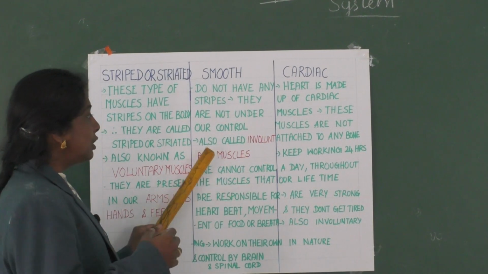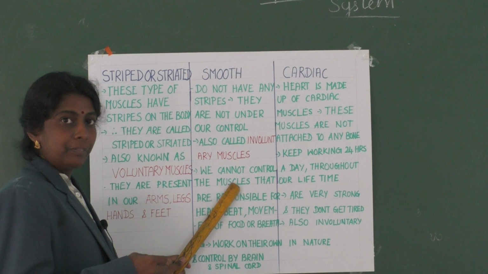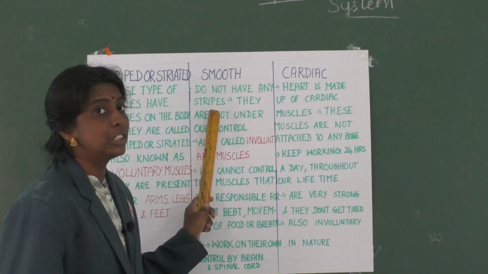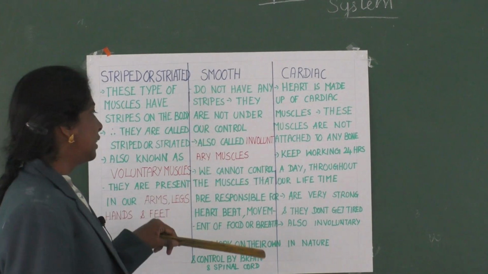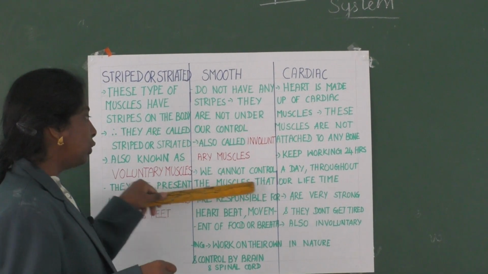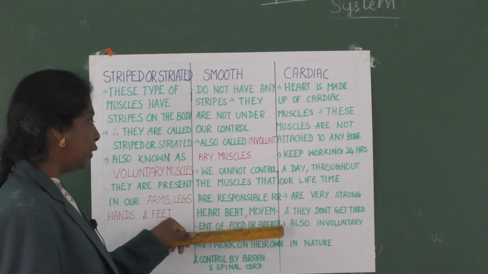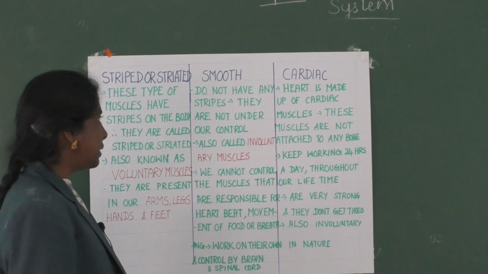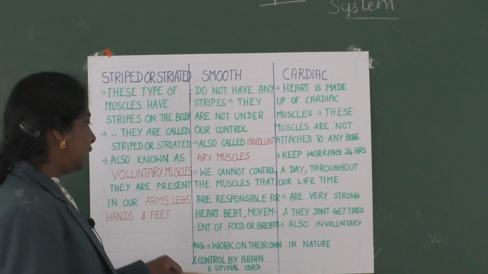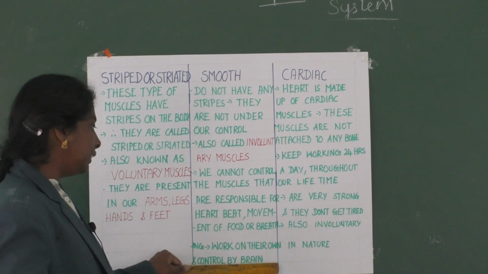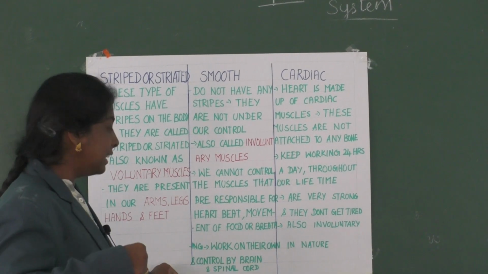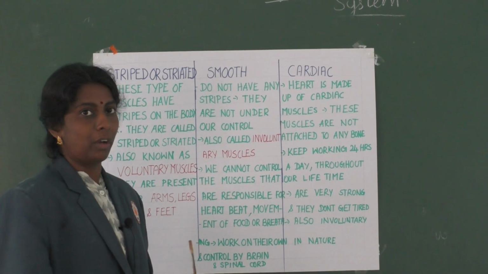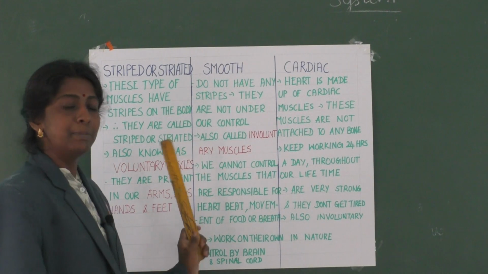They are also called involuntary muscles, whereas striped muscles are termed voluntary muscles. We cannot control the muscles responsible for heartbeat, movement of food or breathing. These muscles work on their own and are controlled by the brain and spinal cord. So this is the second type, smooth muscle.